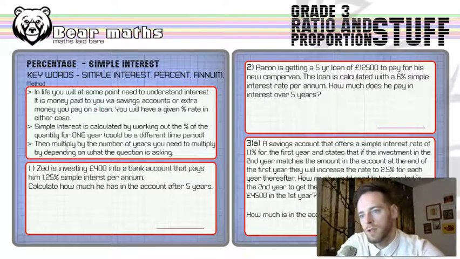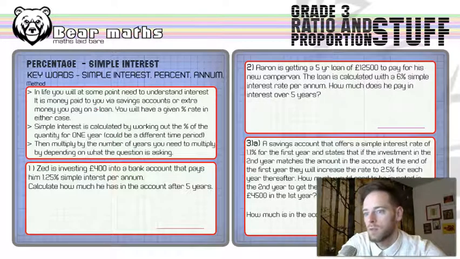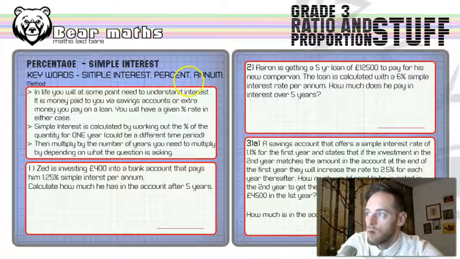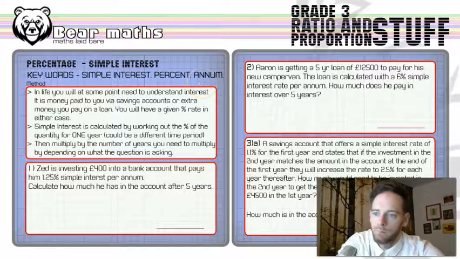Now there's two types of interest we look at in maths. This is the first one. The other one is compound interest. And that interest is calculated in a specific way, and I'll show you that in the method. Percent means out of 100. Again, I'll keep mentioning that because it's very useful to remember. And annum means yearly. Okay?